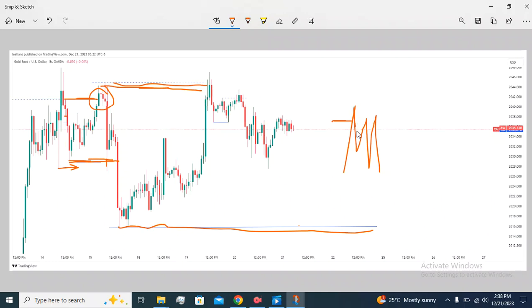Then the first leg, first break of structure, then at its high, that's where we see this right here. This is where we take our order. But you can see this break of structure, it was not that clear.